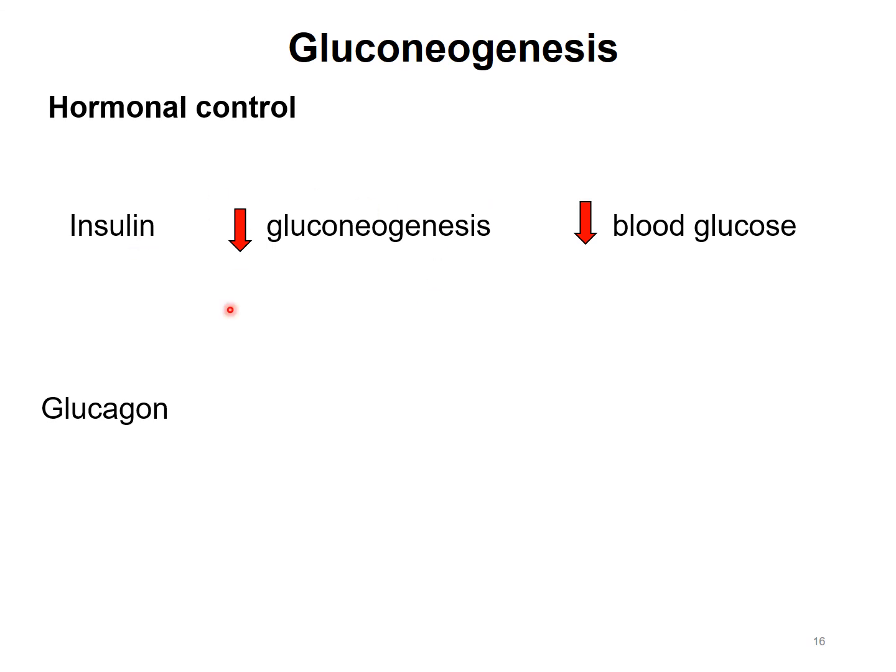Now, on the other hand, if the blood sugar level is low, we will need the action of glucagon, which increases blood sugar level as it stimulates gluconeogenesis. So we need both hormones to ensure that our blood sugar level is being maintained and regulated.